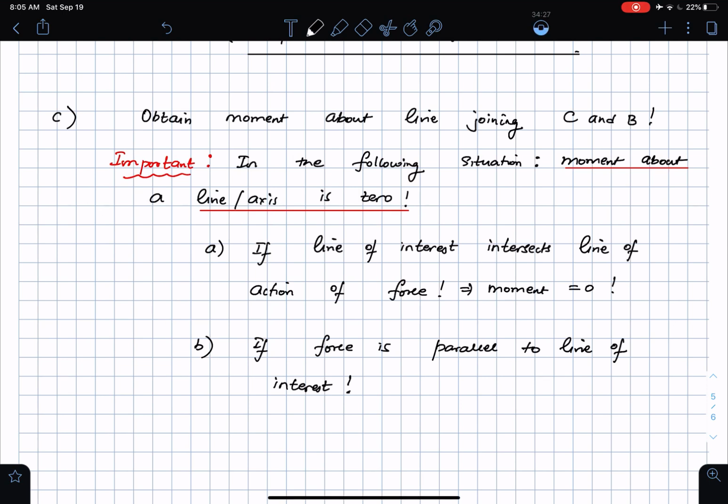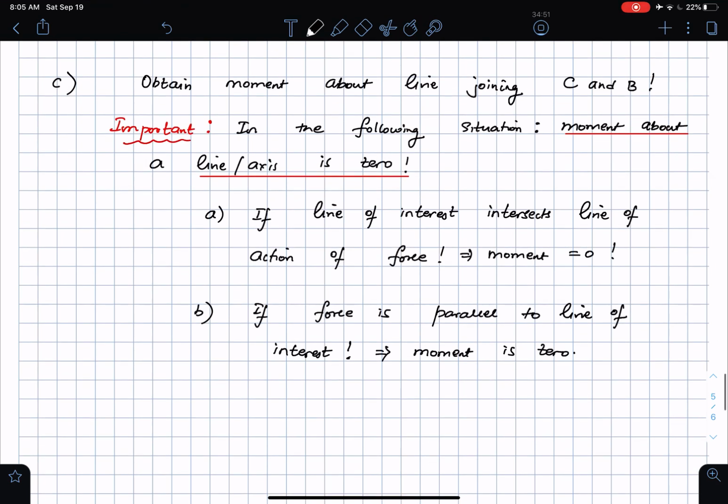And if the force is parallel to the axis of interest, obviously if I apply a force parallel to a door, I cannot move the door anywhere, right? So this implies that the moment is zero. Think about this intuitively. This is not just a mathematical construct. This is actually intuitively true. There is nothing artificial about these two statements in that sense.